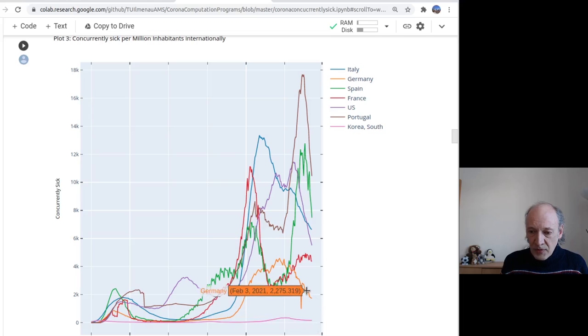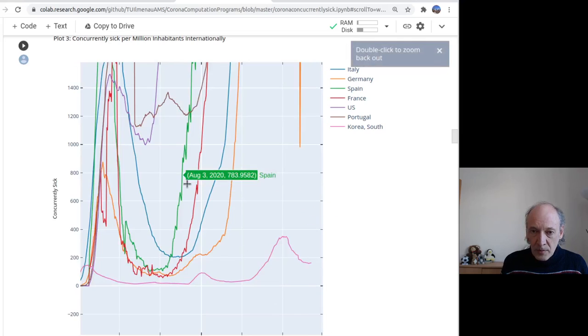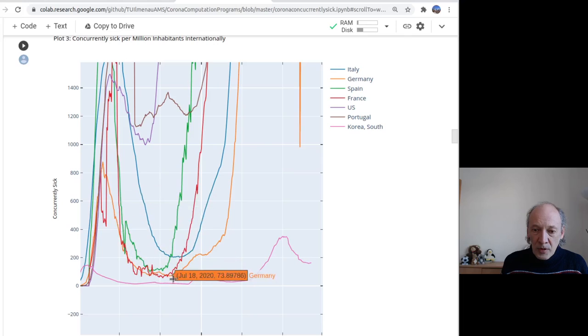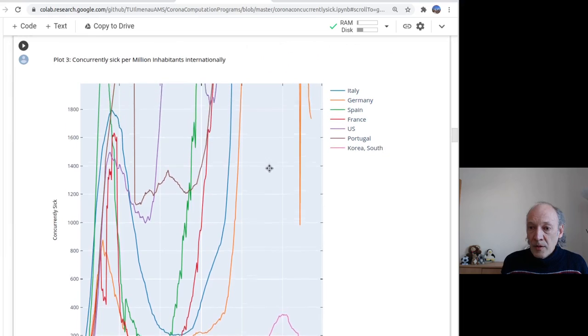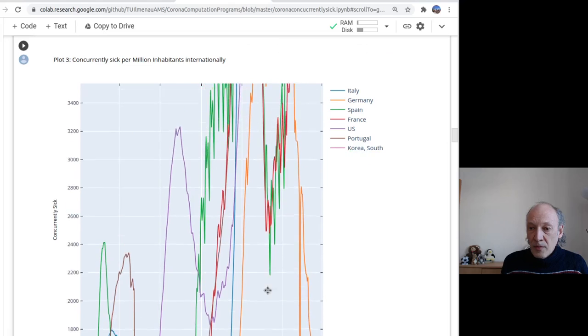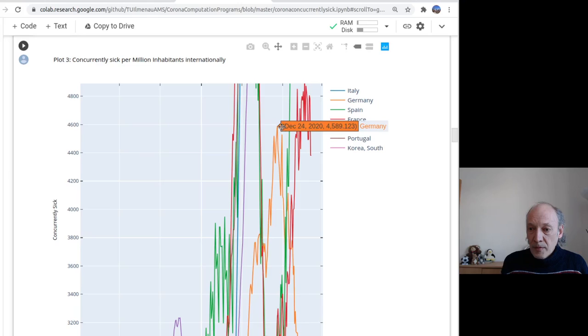Here orange is again Germany. You can see here, and we can zoom in again here in spring. We were quite successful here. In April going down again, and then here going up. And I can pan and see here, here's again the top, the fall top. On Christmas Day, 4,589 per million.